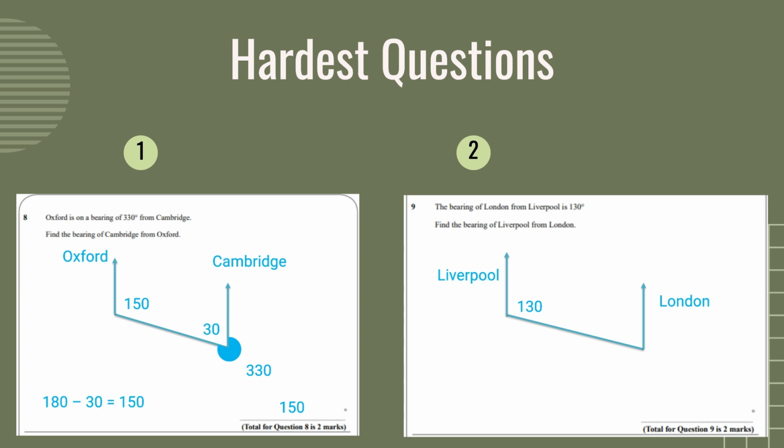We do 180 minus 130, which gives the answer of 50, meaning, as angles around a point sum to 360, we do 360 minus 50 equals 310, and that is our bearing of Liverpool from London, meaning our final answer is 310.